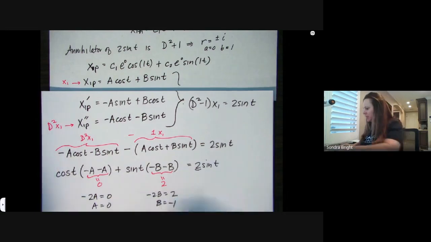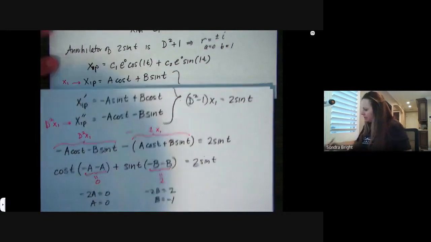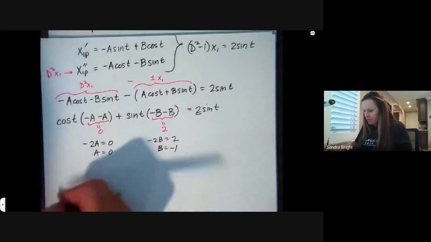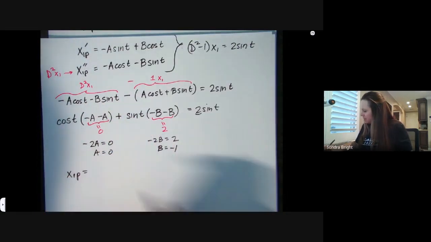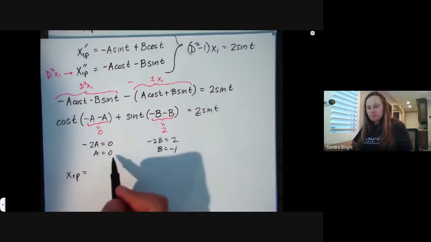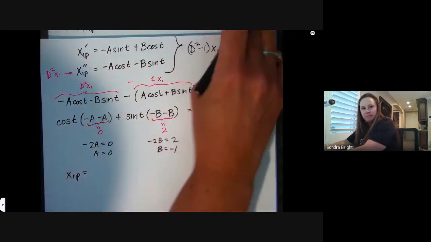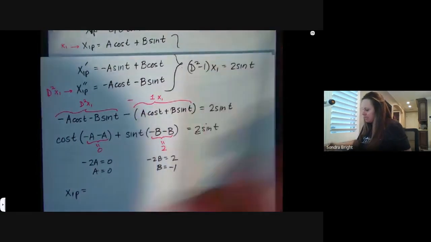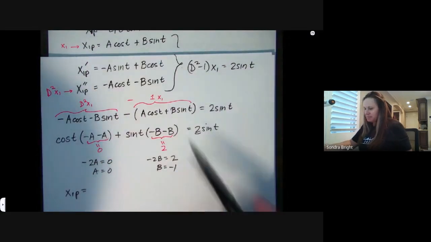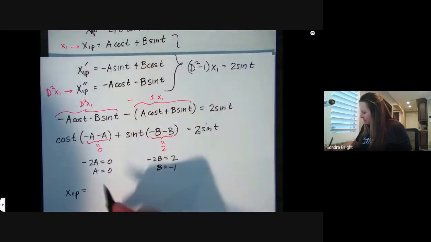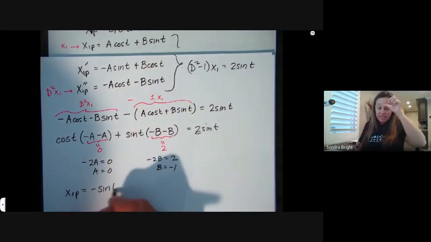And so we now have the particular solution for x1 is, scooted it up too far. It was a times cosine of t, but a is 0, so bye-bye. And then negative 1 times sine of t. So negative sine of t is your particular.